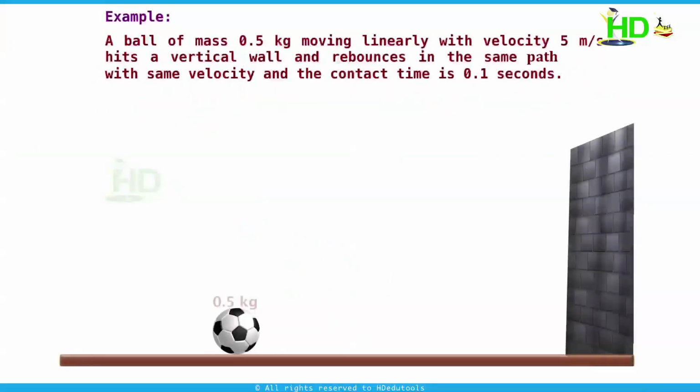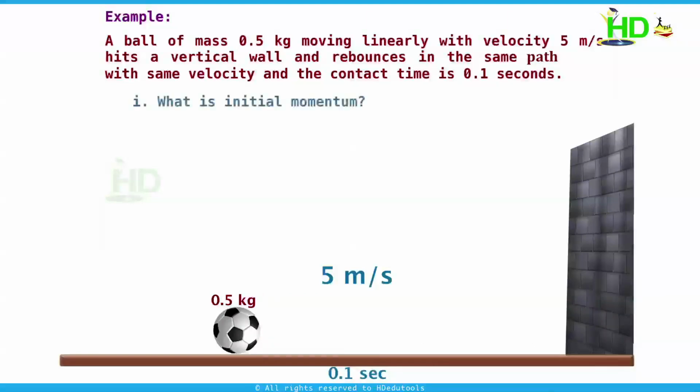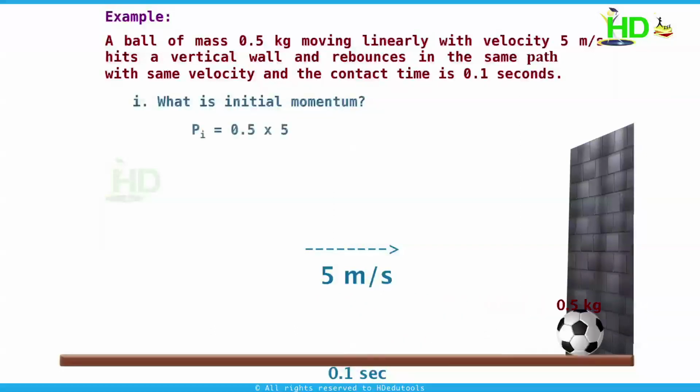We take another problem. A ball of mass 0.5 kg moving linearly with velocity 5 meters per second initially hits a vertical wall and rebounds with the same velocity, and the contact time is 0.1 second. Now in this problem, what is the initial momentum? Mass is 0.5 kg and it is moving with velocity 5 meters per second. Therefore, the initial momentum is 0.5 into 5, that is 2.5 kg meter per second.